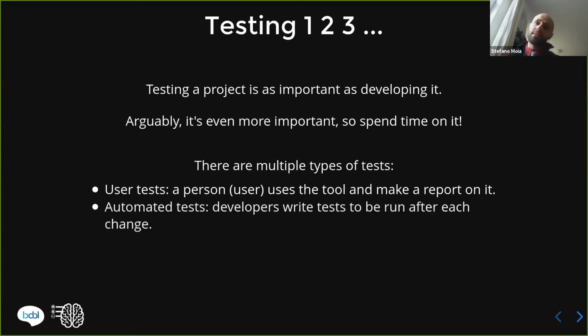The other kind of tests are automated tests. I think you will see a couple of them later on today. And it's basically tests that the developer themselves write and that will be run after it changes. There are different kinds of automated tests. I'm not going to be specific about them, but if you have any question about them, we can discuss them later.